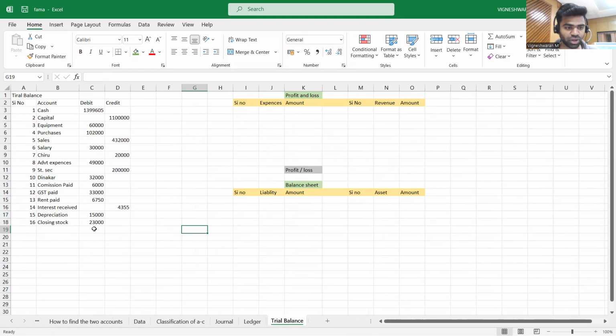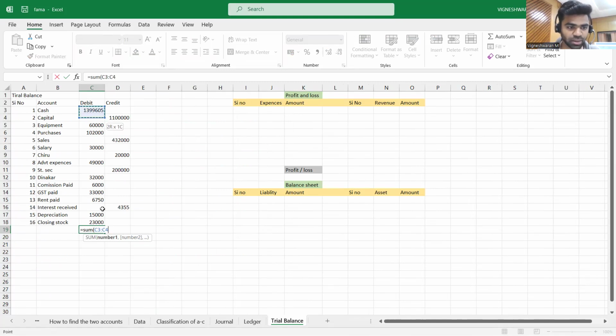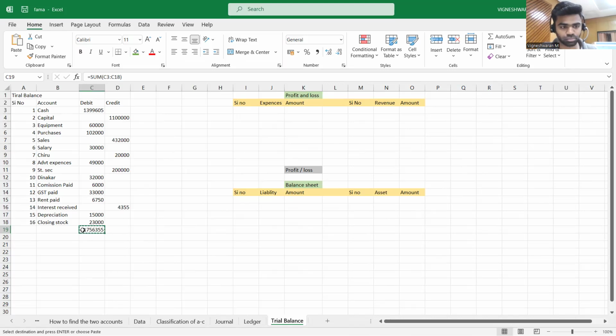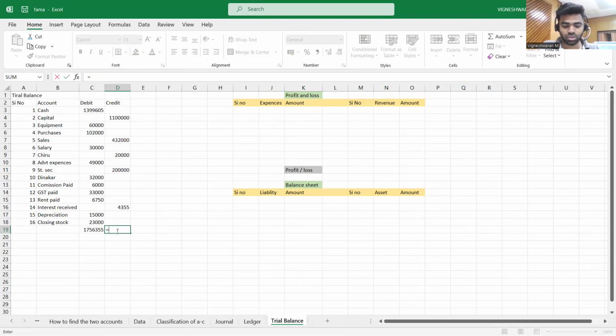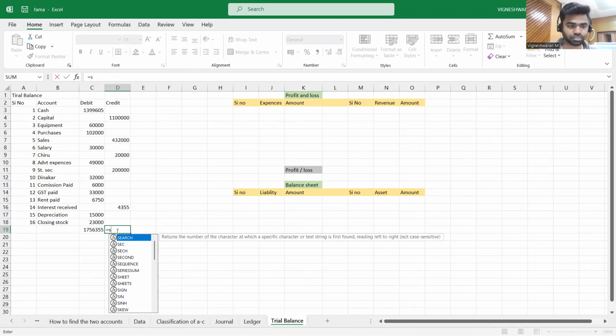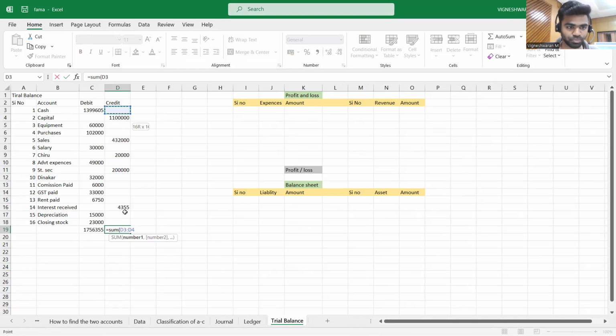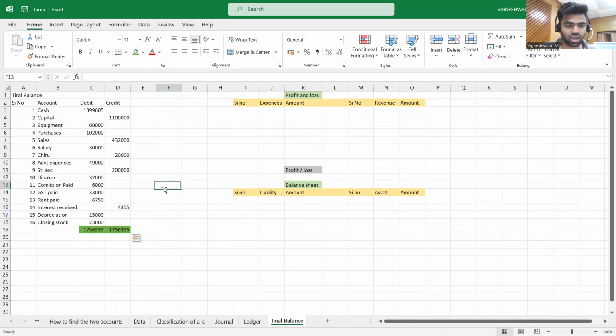We know that the trial balance will always be equal. The debit side and the credit side of the trial balance will be equal. I'm making the formula: equal to sum. See, both the values are equal.